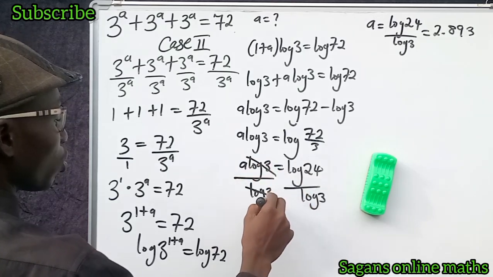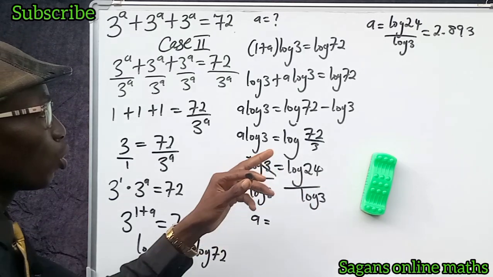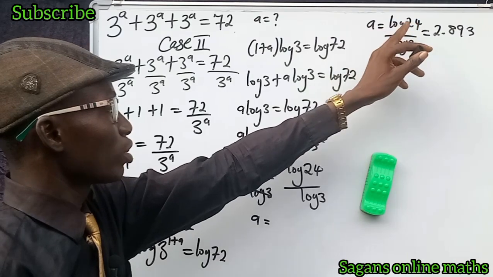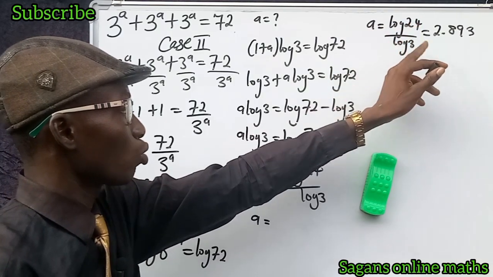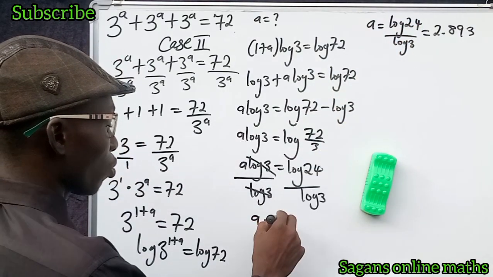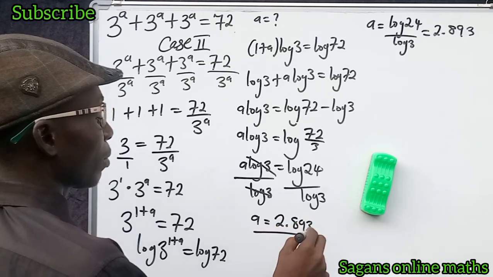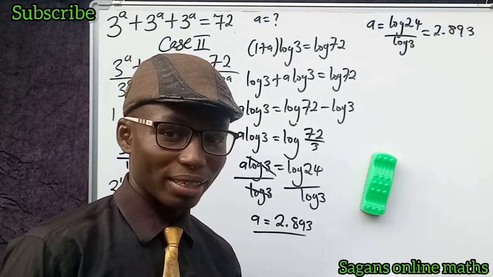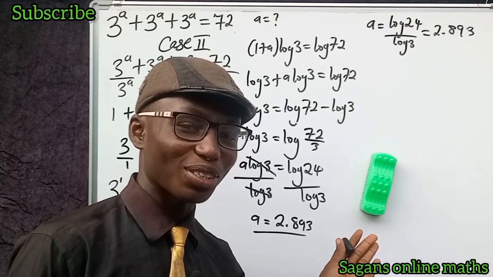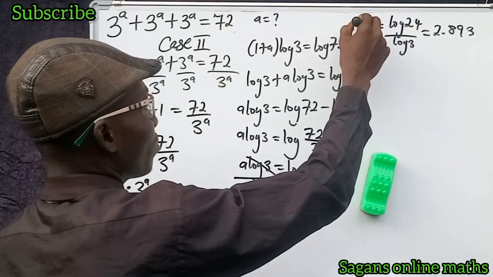Also divide here by log 3. Now this will cancel out this. We see that a is equal to, we know that log 24 divided by log 3 is 2.893. So this is 2.893 at 3 decimal places. Wow, the same answer. This is amazing. This is pocket genius. So this is case 1.